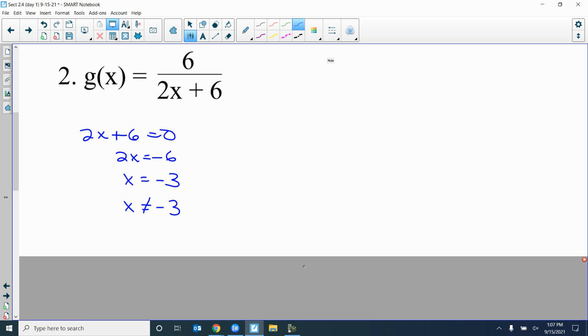All right, how do I write this in interval notation? Everything but negative 3. Start at negative infinity, go all the way to negative 3, but we don't include negative 3. Union negative 3 to infinity. So if you just exclude one point, everything but one point, it's negative infinity to that point, union that point to infinity. All right, so we got two distinct sets.